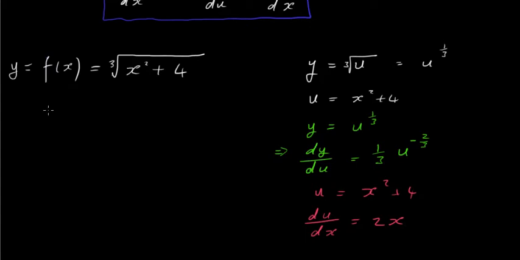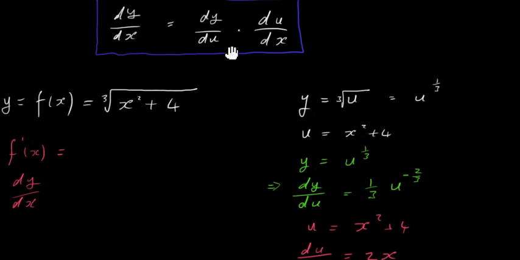Now let's go back to our original problem. Here we have y is equal to f of x, which is equal to the cubed root of x squared plus 4. And what we're looking for is f dash x, or dy/dx, whichever you like. So from our rule up here, we need to take dy/du, which is this part here, and that's going to be 1/3 u to the power of minus 2/3, and then we've got to multiply that by du/dx. du/dx here is simply 2x, so we're going to multiply by 2x here. So this really is the answer.